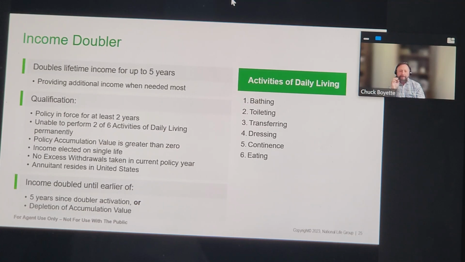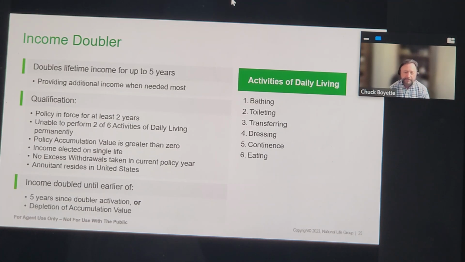And they can qualify for it by making sure, number one, that the policy is in force for at least 2 years. And if they're unable to perform 2 of 6 activities of daily living permanently, they can qualify for the Income Doubler. And you see those activities on the right of the slide, but they are bathing, toileting, transferring, dressing, continence, and eating. So if 2 of those 6 activities of daily living are impaired permanently, then they may qualify.